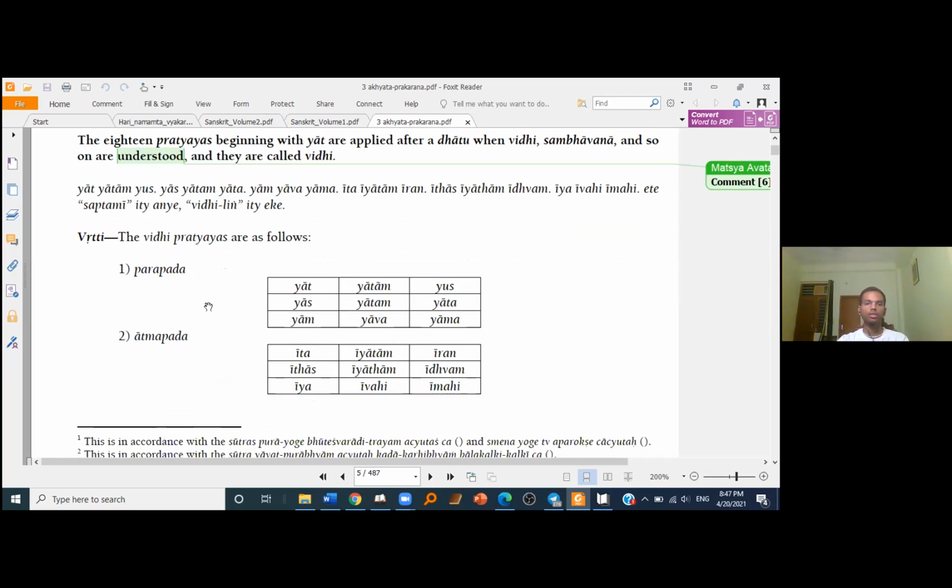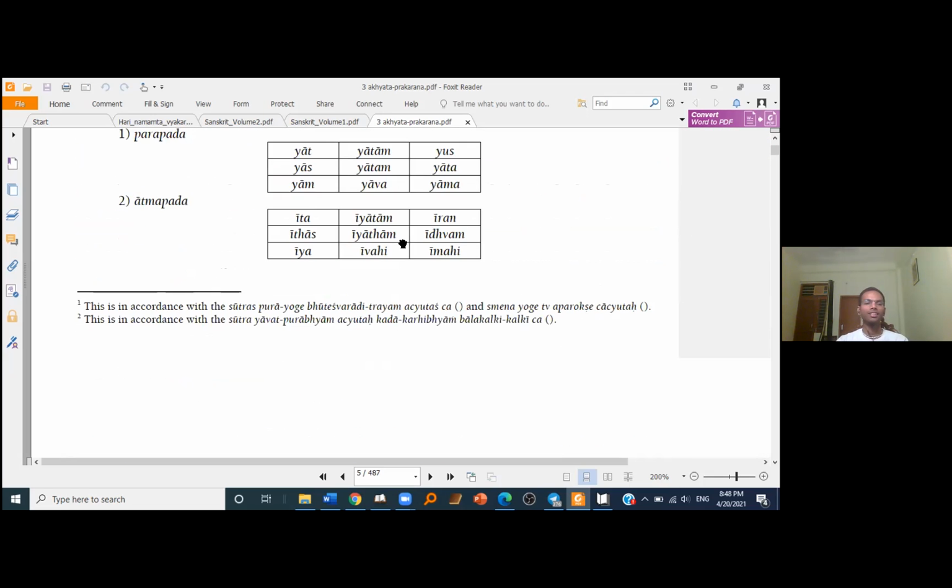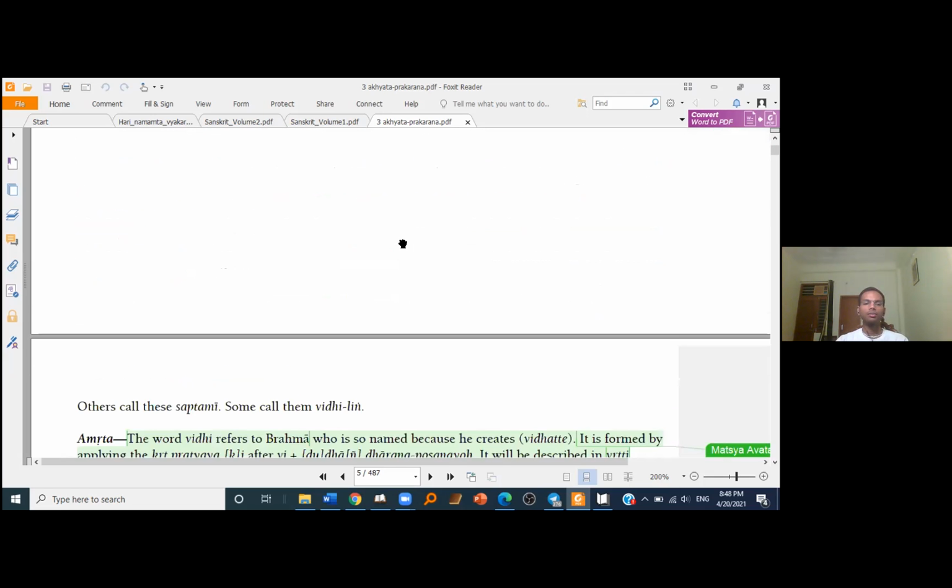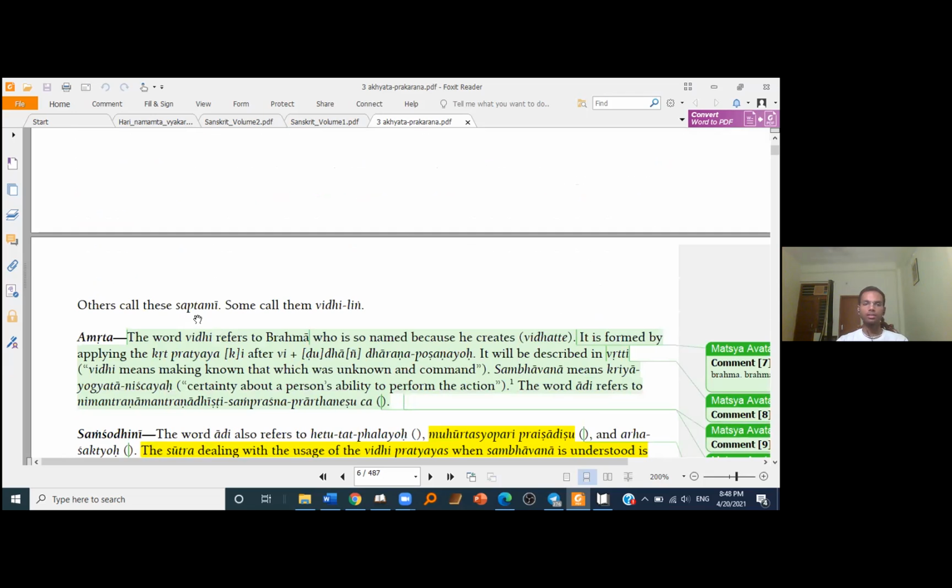So yat yatam yus yas yatam yata yam yava yama ita yatam iran ithas yatham idhvam iya ivahi imahi. Somehow I'm just feeling so transcendental studying and teaching dhatu. So others call these saptami, some call them vidhiling.